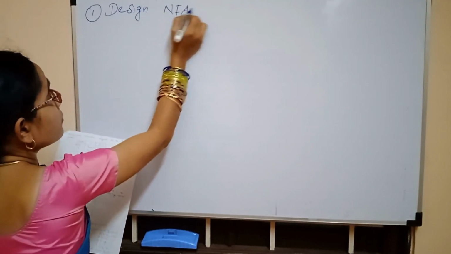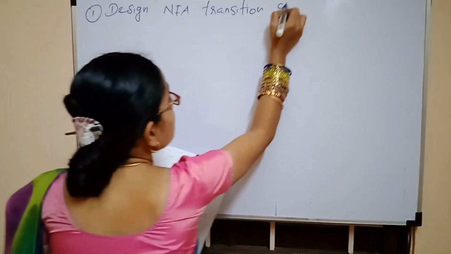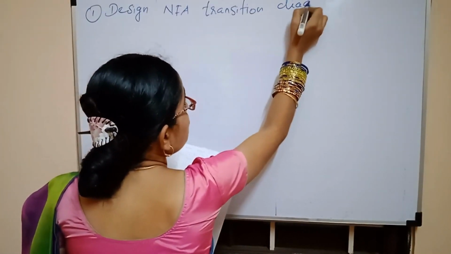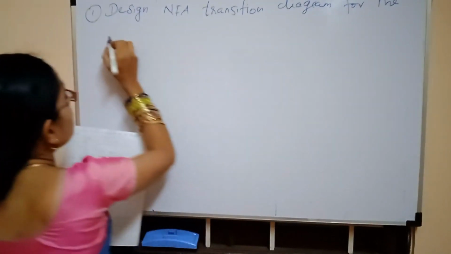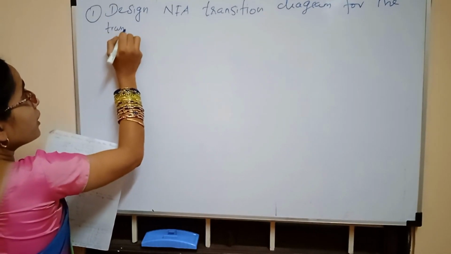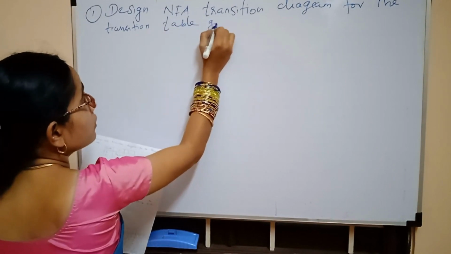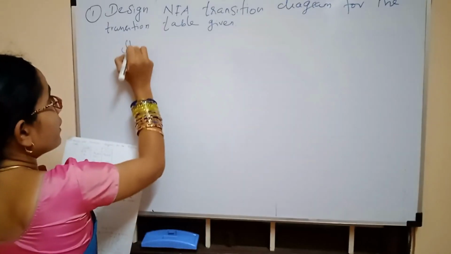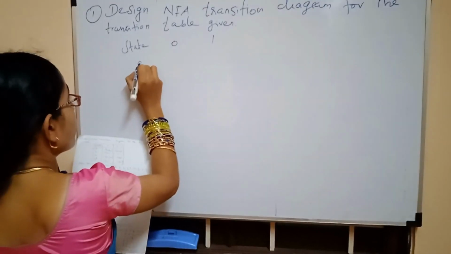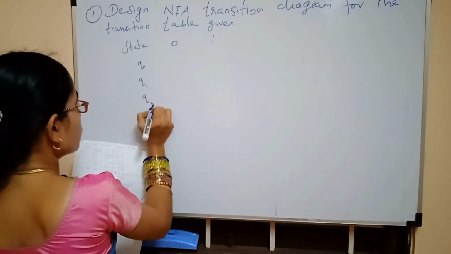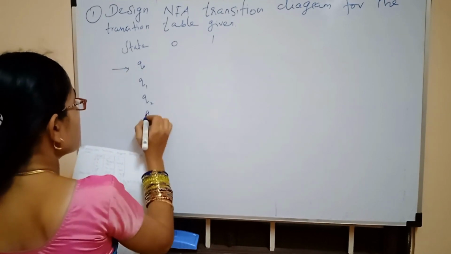an NFA transition diagram for the transition table given below. So they have given the table here. There are Q0, Q1, Q2, Q3. There are 4 states.